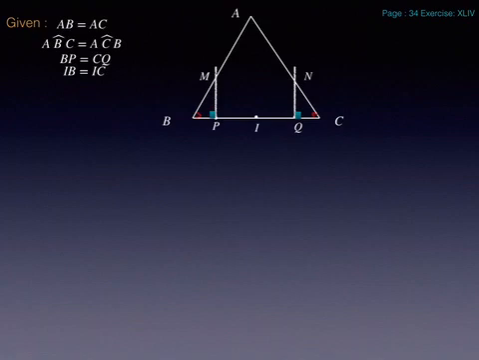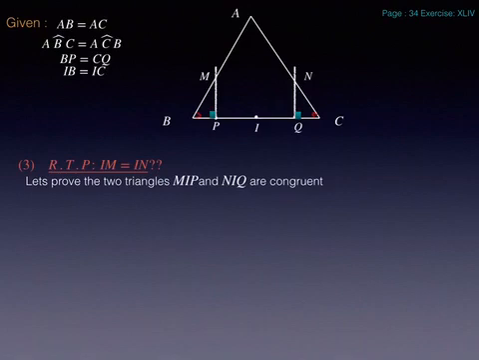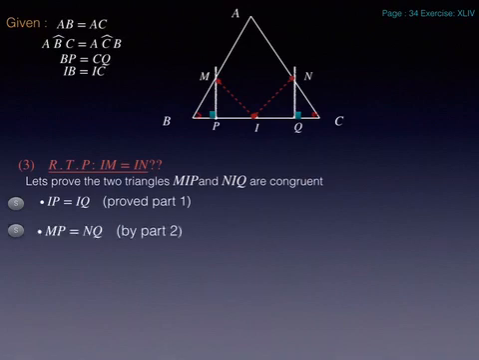So moving to question 3, required to prove the triangle MIN isosceles, that is to prove the two sides IM and IN are equal. So in order to prove these two sides are equal, let us prove the two triangles MIP and NIQ are congruent. So we have first the two sides IP and IQ are equal, proved by part 1. And also we have that MP is equal to NQ, proved by part 2, because we proved the two congruent triangles, so by homologous elements.